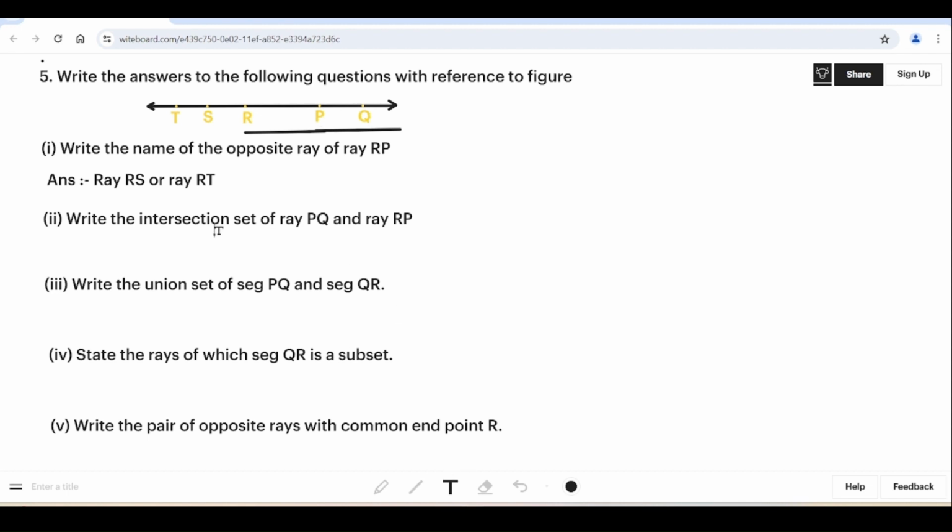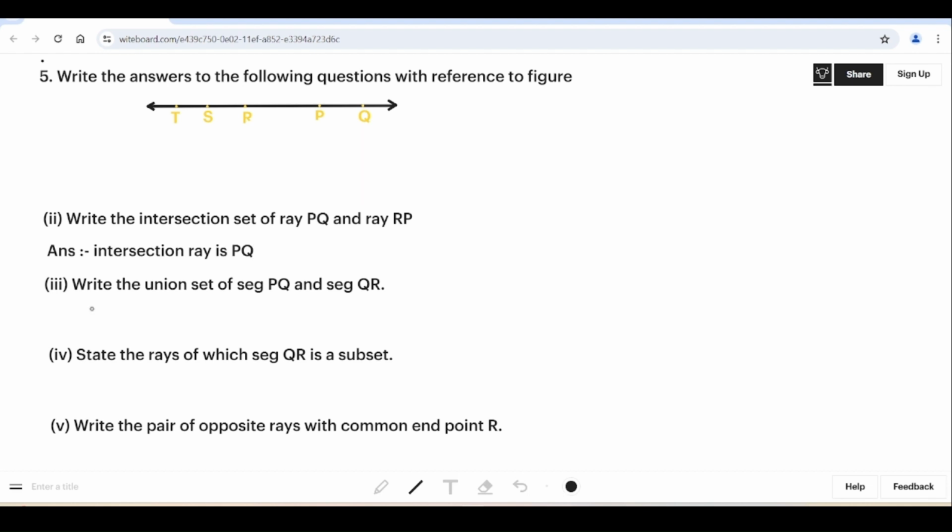Okay. Then the intersection set of the ray PQ and RP will be the intersection ray PQ. Therefore, their intersection will be ray PQ.